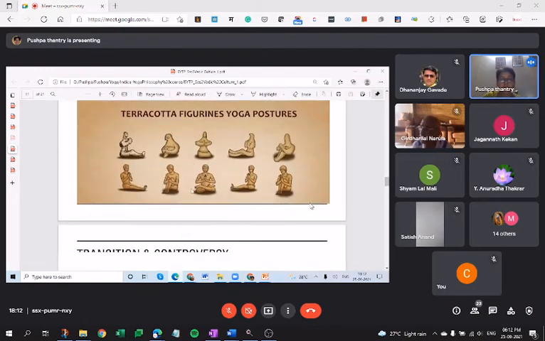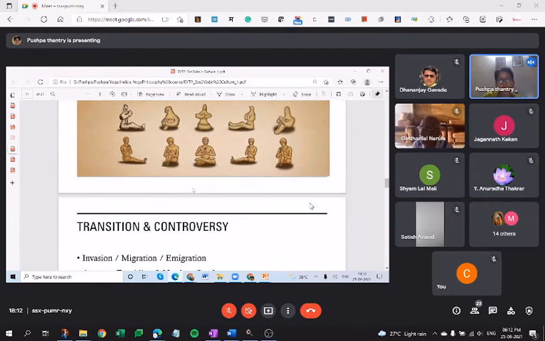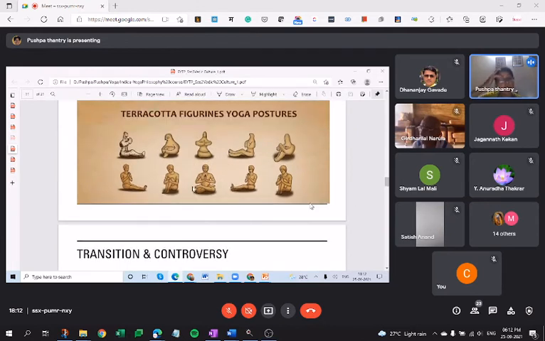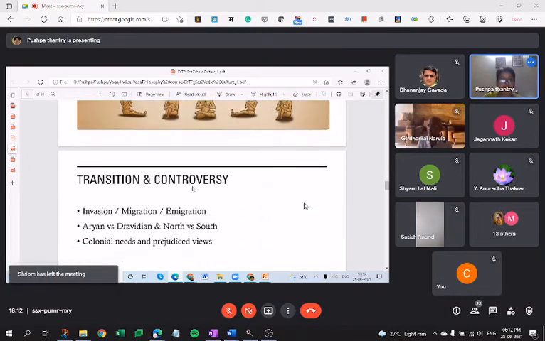terracotta figurines and yoga postures. So the key point here is to note that it is not a modern invention, but has been existing since the time of the Indus Valley civilization, more than 3500 BC dated, but God knows from where. In Sanskrit, you will call it yoga and all that, right? So it may be even prior to all of that, right?